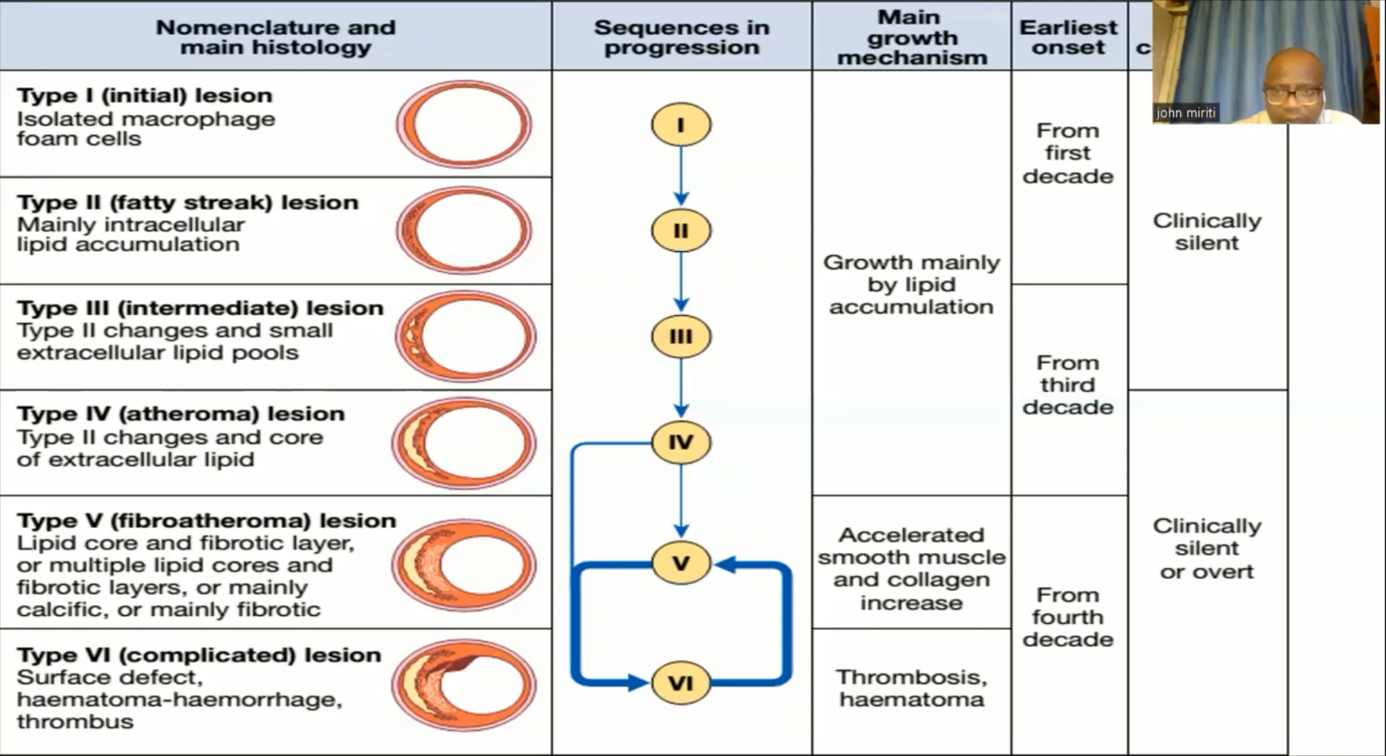It has clinical symptoms at this point, and it is accelerated by smooth muscle and collagen accumulation at this point. So we have stage number 6. It is complicated, and the key here is that there is an embolus. There are thrombi forming, and these thrombi can dislodge and go to any part of the body. And this one forms from what? From the fourth decade of life. And obviously, it is symptomatic.